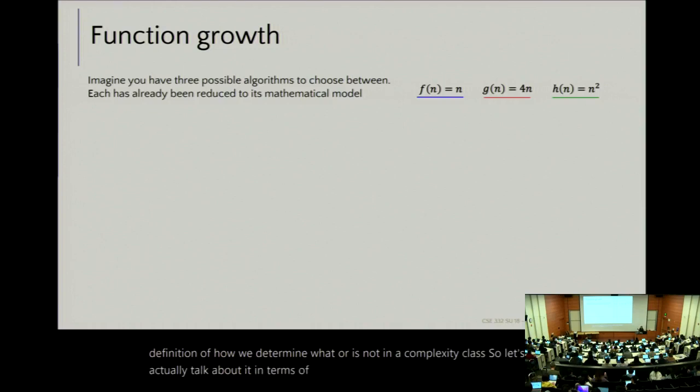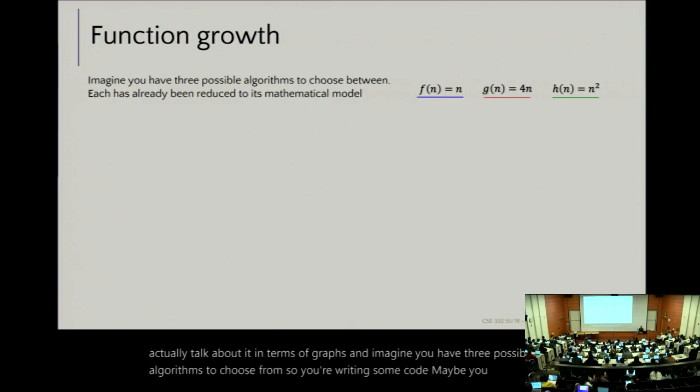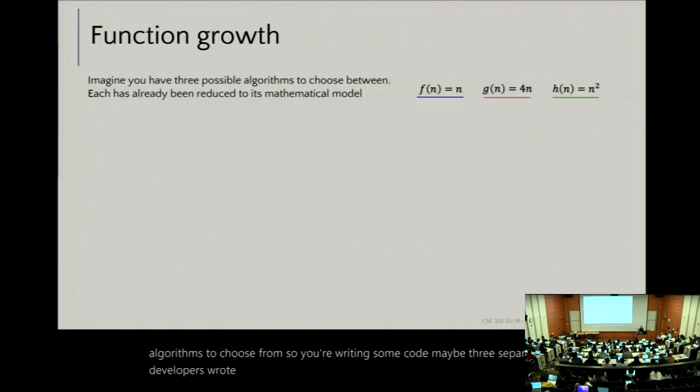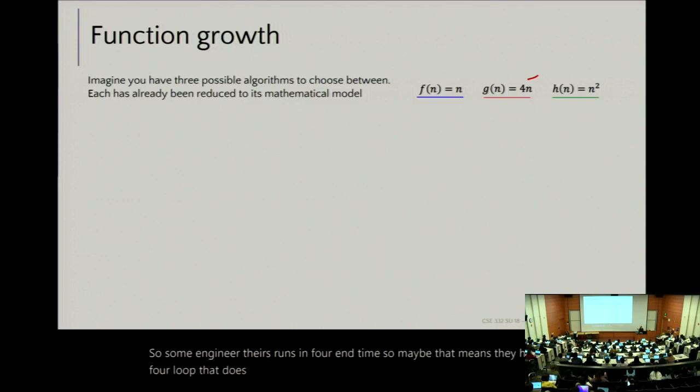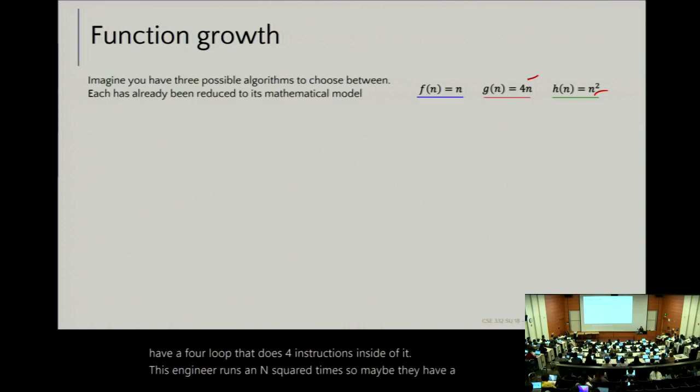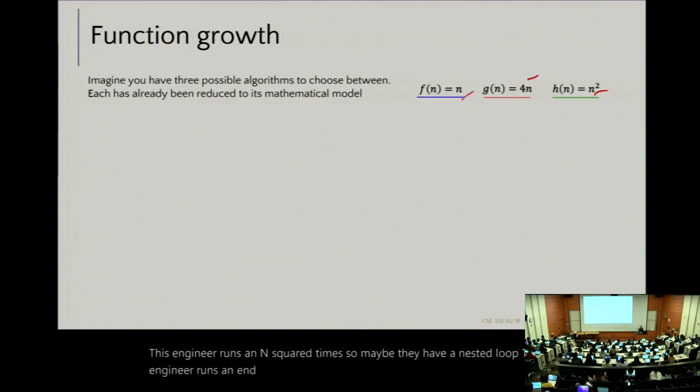Imagine you have 3 possible algorithms to choose from. You're writing some code, maybe 3 separate developers wrote 3 different pieces of code, and all of you wrote the cost models for your code. Some engineer's runs in 4n time, so maybe they have a for loop that does 4 instructions inside of it. This engineer runs in n squared time, so maybe they have a nested loop. This engineer runs in n time because, I don't know, maybe hashing is the secret to everything.